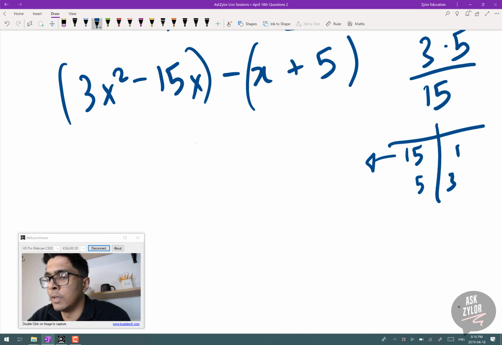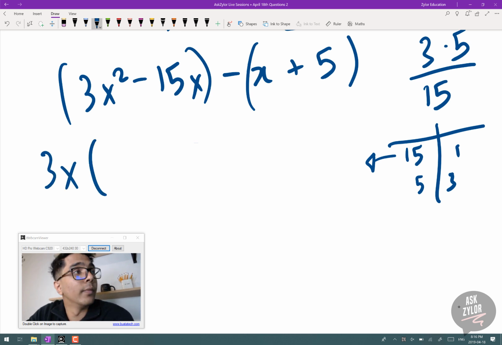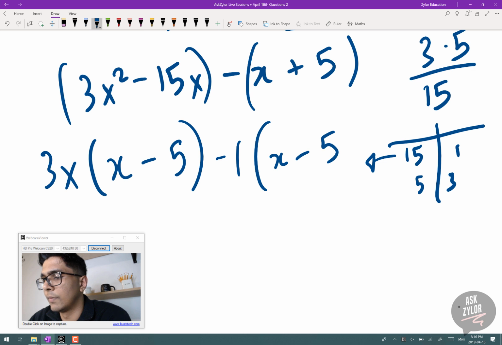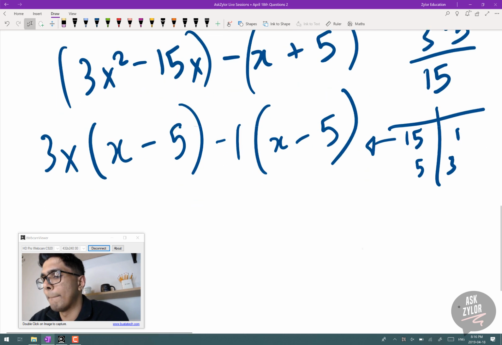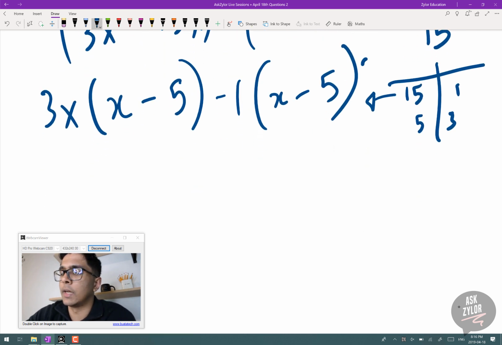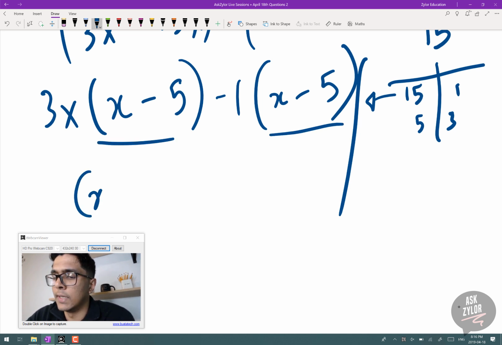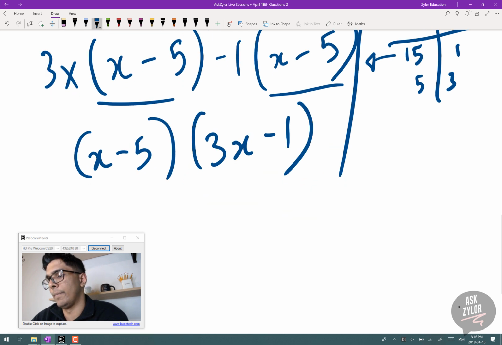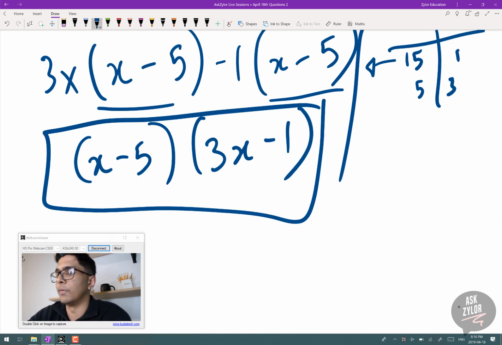So for my first group, I can factor out a 3x, which will leave me with x minus 5. And from the second group, I can factor out just a negative 1, which leaves me with x minus 5. So then I can recognize that my common term is x minus 5. So if I factor that out, I'm left with 3x minus 1. So this is my final answer.